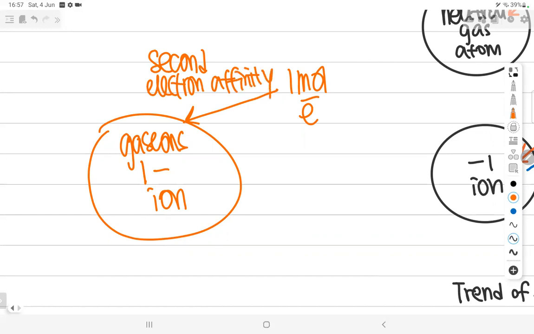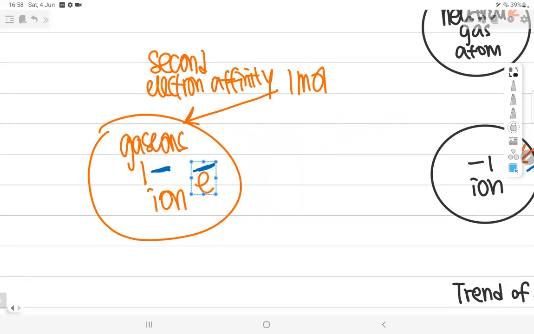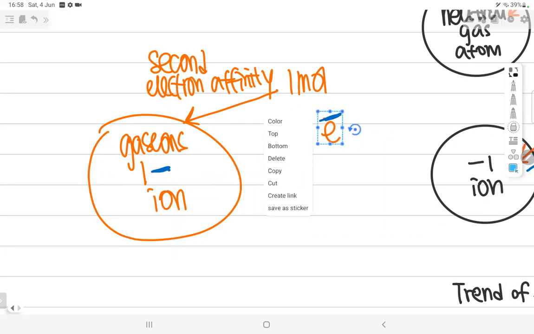But what's the big issue here? When you want to put one mole of electrons into the gas ion, the ion's charge is negative and the electron is also negative. When negative and negative meet together, what happens? We learned before in high school, same charges repel, opposite charges attract. So when I put the electron here, negative and negative repel. Very hard. This electron just can't go in, because when it goes in, it will automatically get kicked off, repelled away.